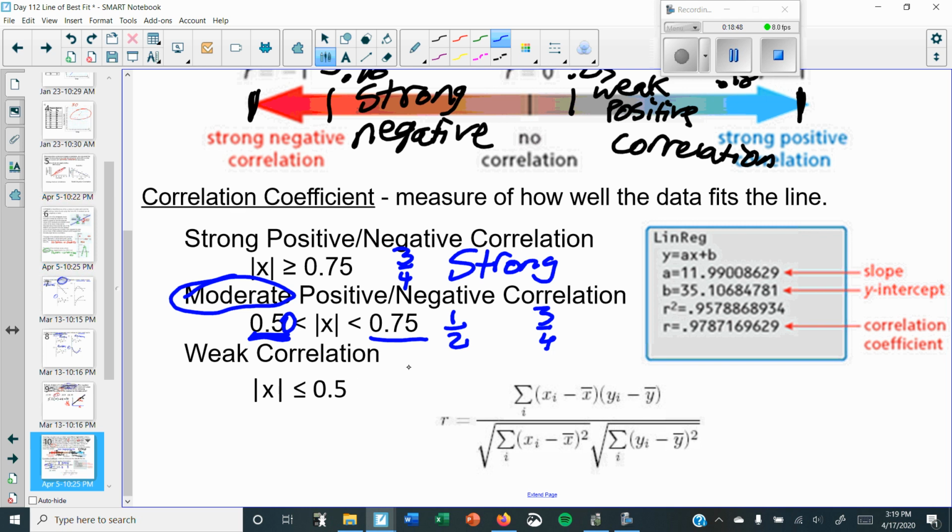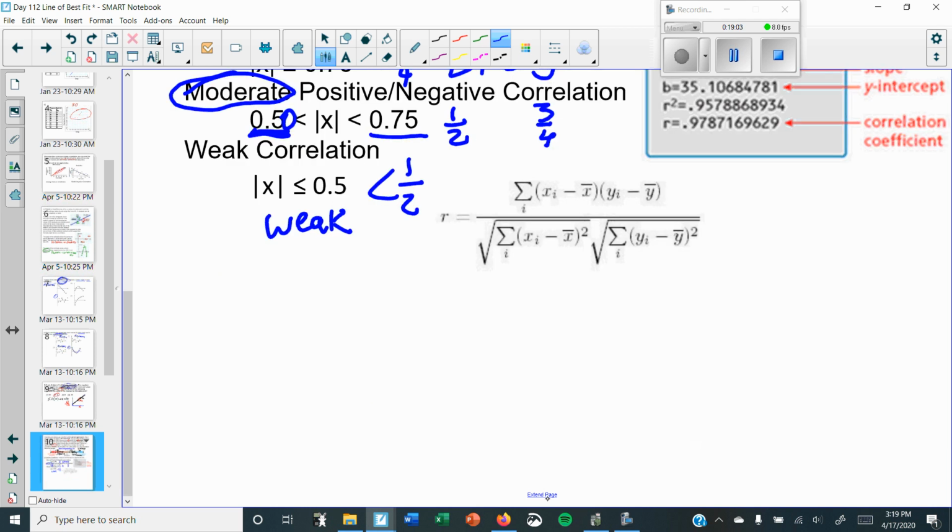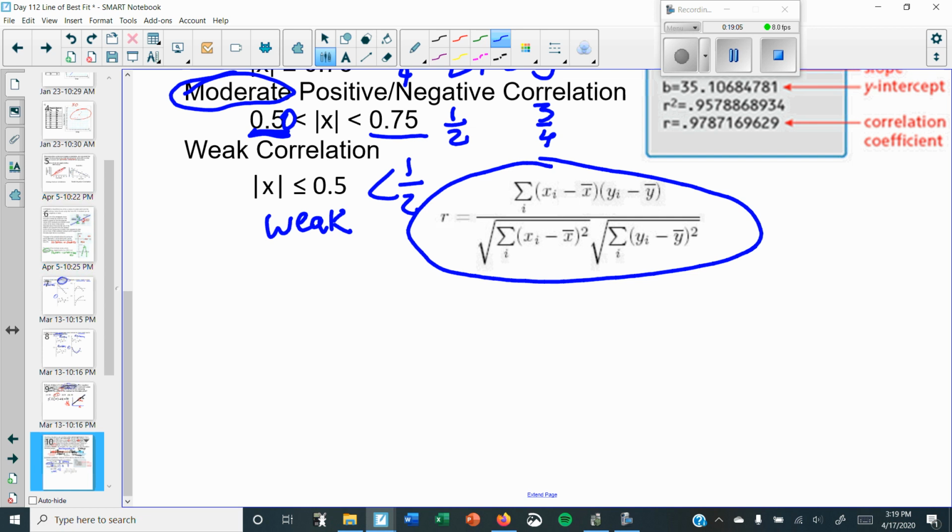And if it's anything less than half, that would be a weak correlation. And if it's so small, like 0.02, you might say it's no correlation at all. Now, some kids go, well, how do they come up with this number? How does the calculator do it? You have to use this equation. Do you really want to use that equation? I didn't think so. So you never have to use it.